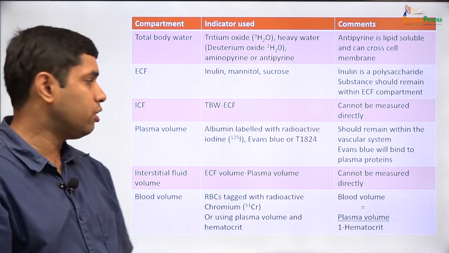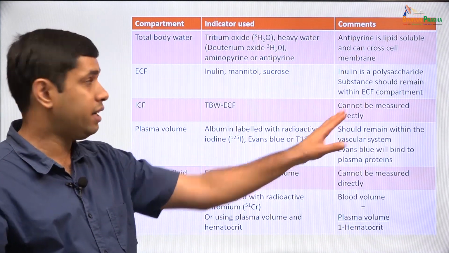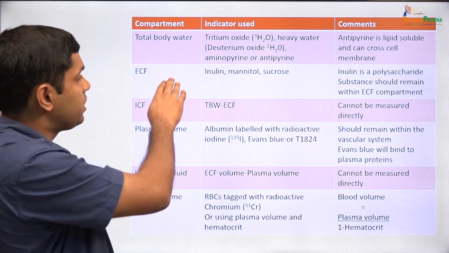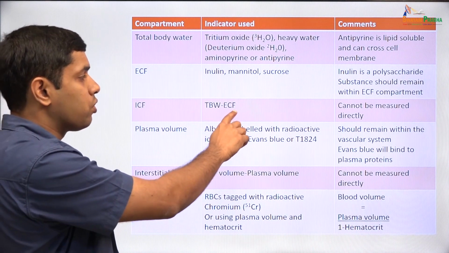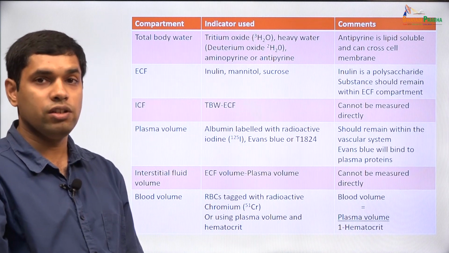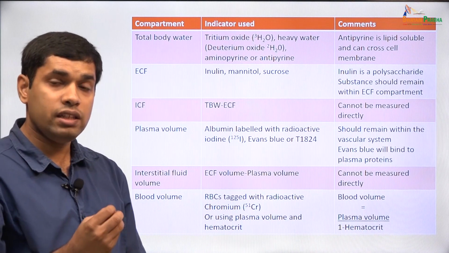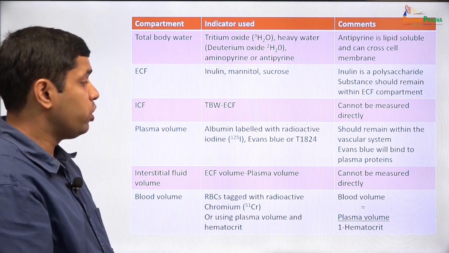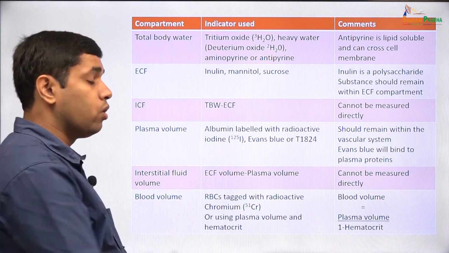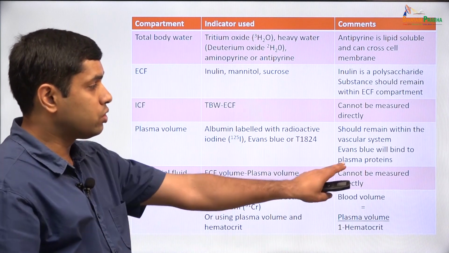Now, what about the intracellular fluid compartment? If we want to measure the intracellular fluid compartment, this cannot be done directly. But what we can do is measure the total body water and subtract the ECF, and total body water minus the ECF will give us an indirect measure of the intracellular compartment. Now, if we want to measure only the plasma volume, we could use albumin, which is labeled with radioactive iodine, or we could use a substance called Evans blue or T1824, which binds to plasma proteins.